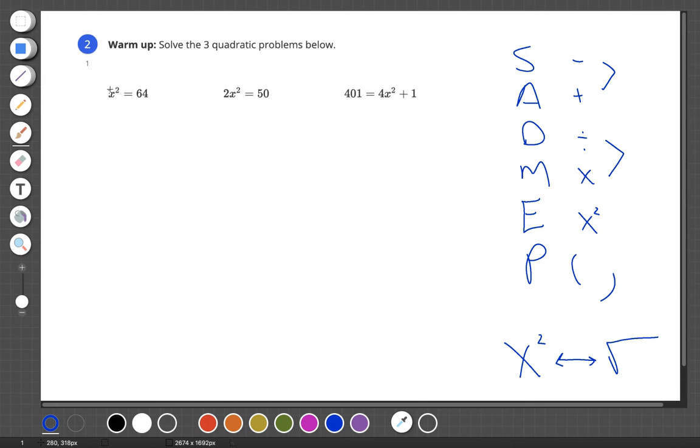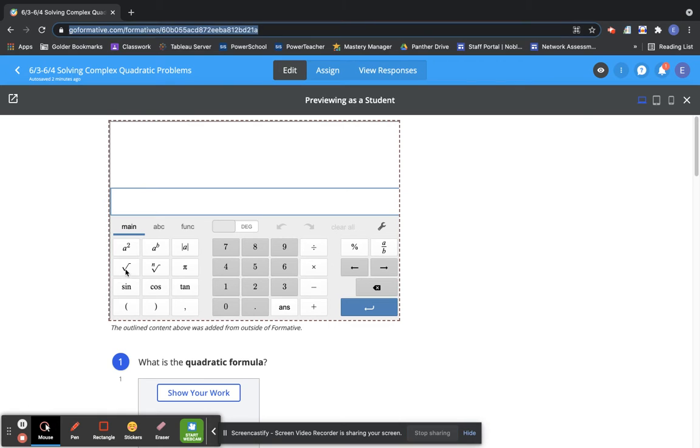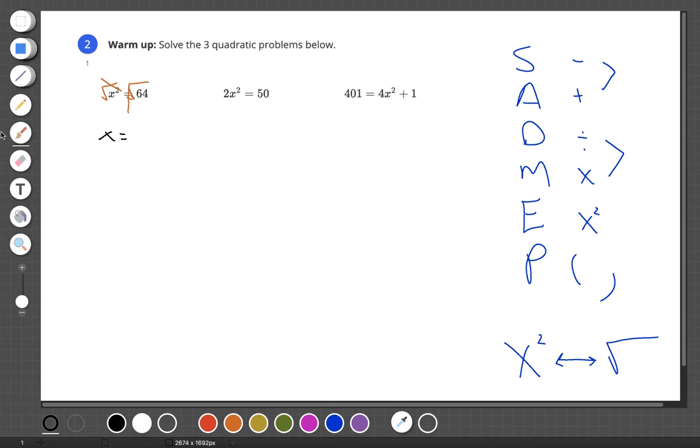So let's apply this. So we have x squared. The only thing we have is exponents. Well, if we have an exponent, we need to use the square root to get rid of that. So we need to do that to both sides. So we're going to square root here, we're going to square root here. Okay, squared and square root cancel out. So what you're left with is x equals square root of 64. Well, if you're not sure, use your calculator. Here's the square root button right here. 64, and we get 8. So the answer is 8 for that one.